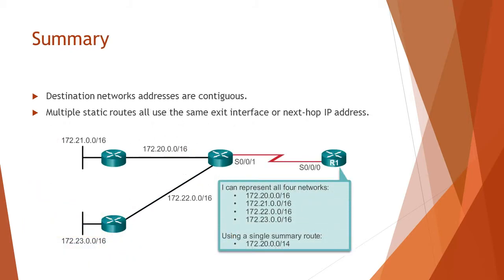Summary. In order to reduce the number of routing table entries, we can summarize multiple static routes into one, only if the destination networks' addresses are contiguous and the multiple static routes all use the same exit interface or the next hop IP address.